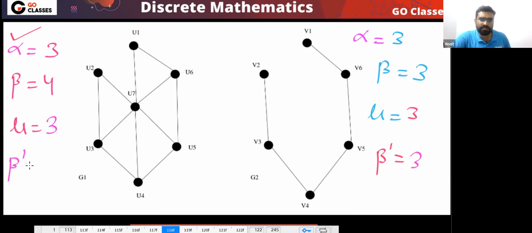And what is beta dash? Beta dash, edge cover. Okay, edges which will cover all the vertices. We want to cover all the vertices, so that will be 4.